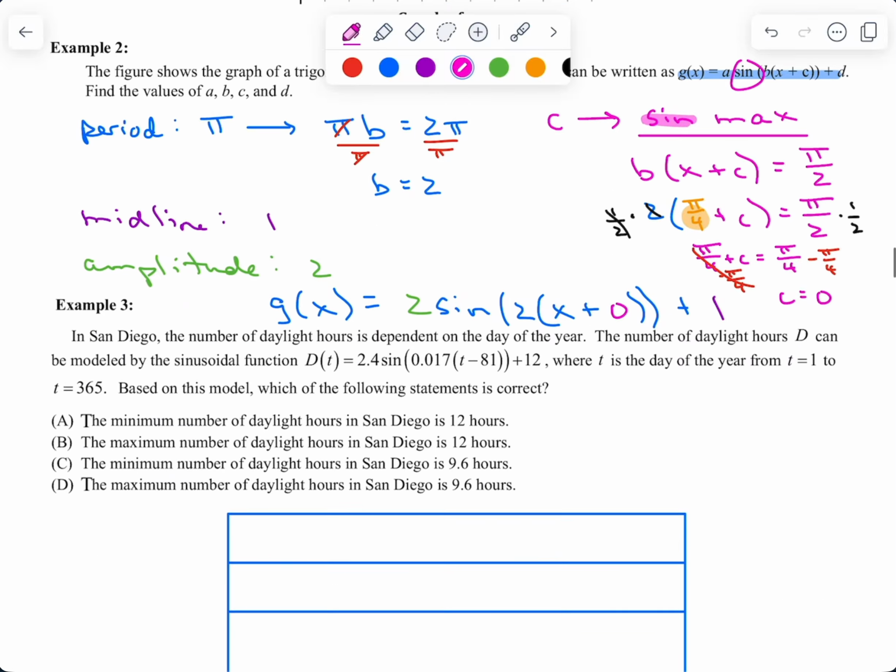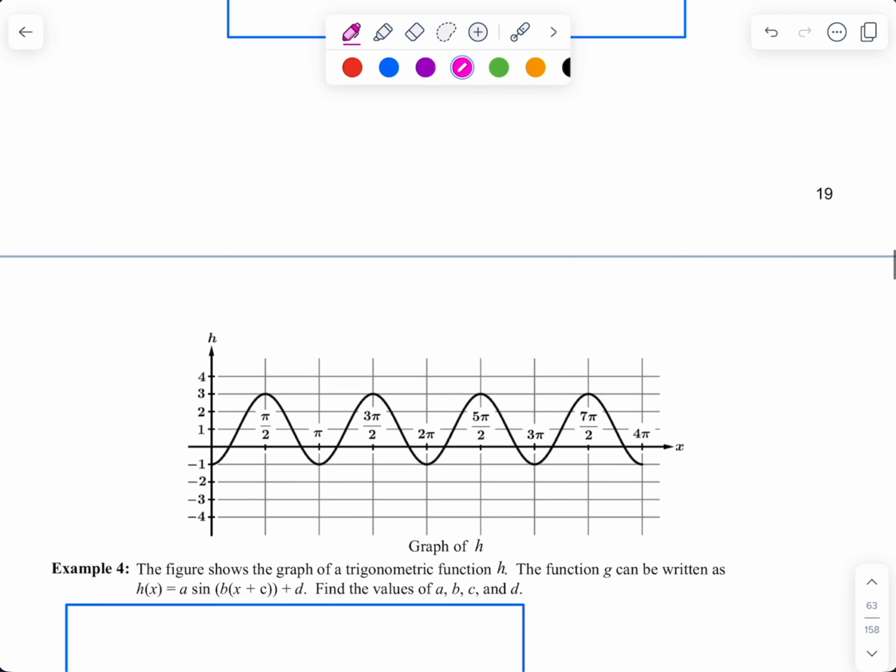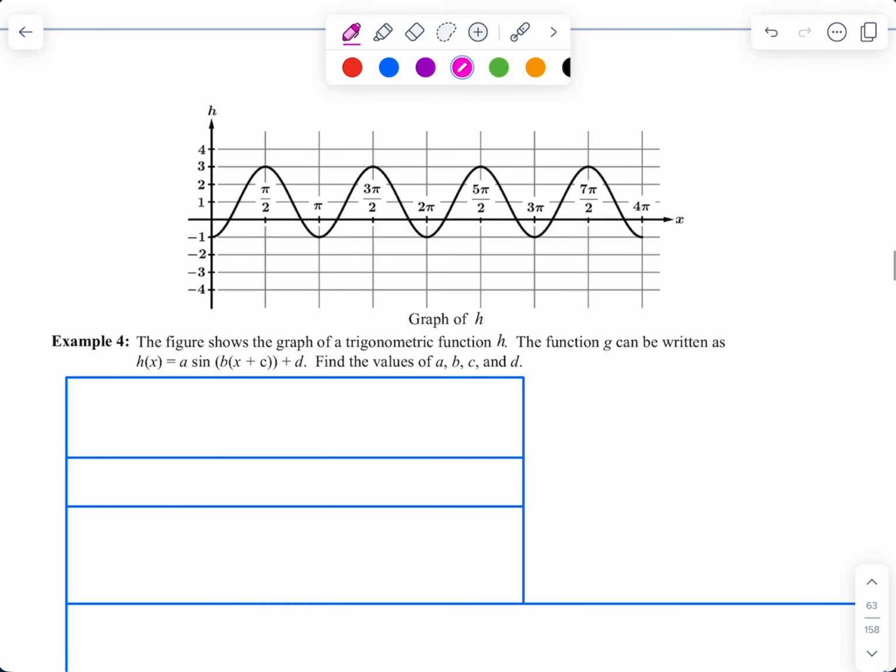Okay, let's skip example 3 for now, because while that's still fresh in our brains, I want us to practice more. So go ahead, pause the video, look at example 4, and do me a favor. Again, we are asked to write h of x as a sine function, but you should be able to find your values for a, b, and d because that's what you had for homework today. So go ahead, pause the video, use this graph, and tell me what a, b, and d are. Go.